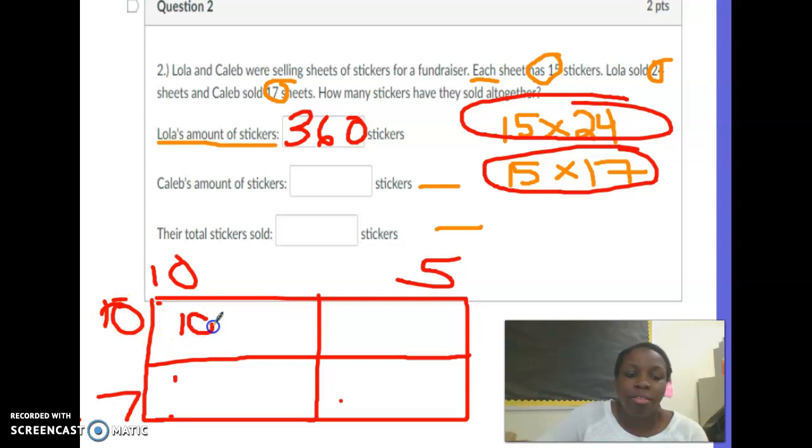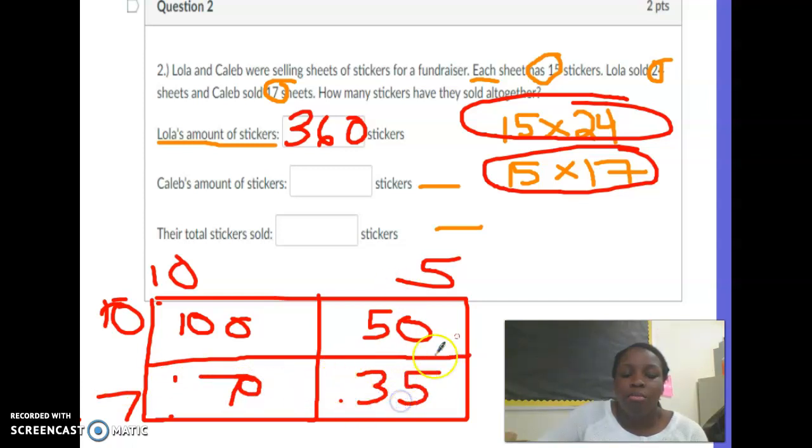Good. 10 times 10, which is 100. What multiplication problem would I do here? Look above and to the left. Good. 10 times 5 is 50. What multiplication problem would I do here? Look above and to the left. Good. 70. And then this one's 5 times 7, which is 35. Now, when I add this up, 100 plus 50 is 150, let's add it up: 150, 70, 35.